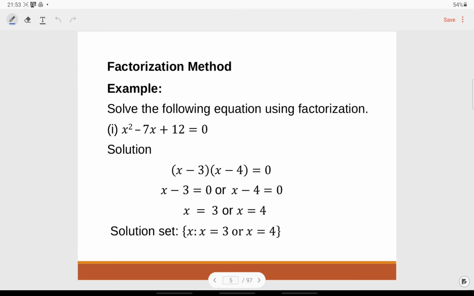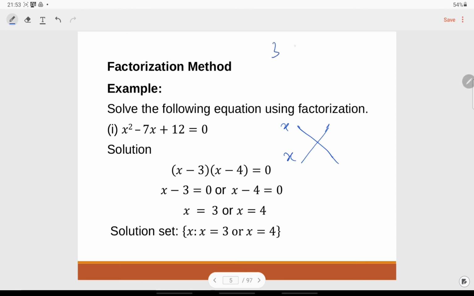Consider the following example. Solve the following equation using the factorization method. We're given x squared minus 7x plus 12 equal to 0. So we need to factorize this equation. Because we have x squared, we have x and x. Now we need to find two numbers that can be multiplied together to give 12. In other words, what are the factors of 12?